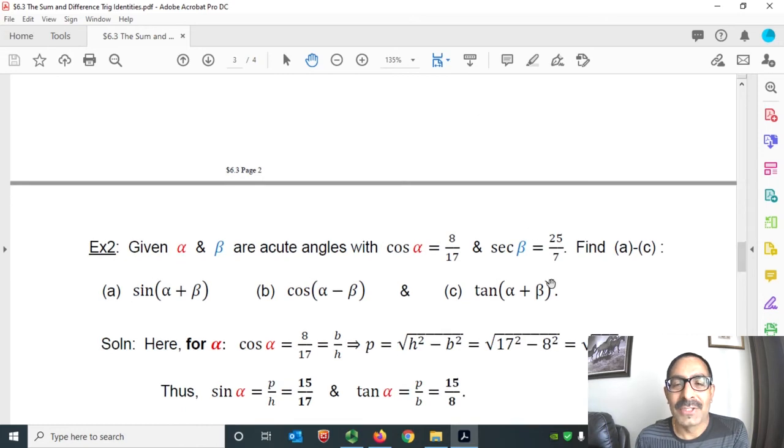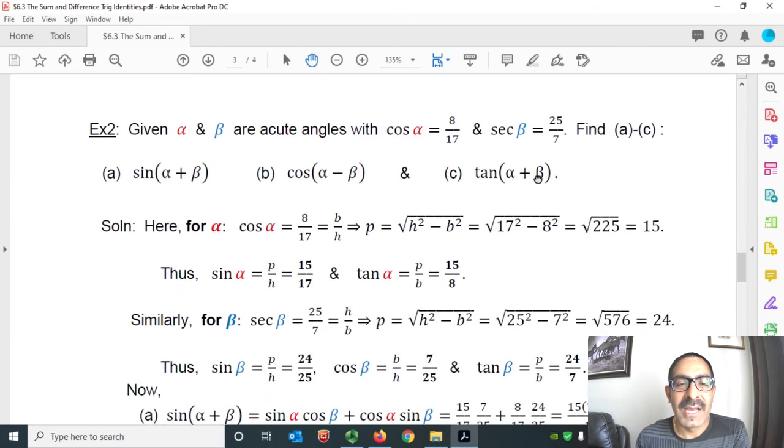Now let's do example 2. Given alpha and beta are acute angles with cosine alpha equals 8 over 17 and secant beta equals 25 over 7. Compute A through C. So part A, compute sine of alpha plus beta. Part B, compute cosine of alpha minus beta. Part C, compute tangent of alpha plus beta. I hope the questions make sense to you all. Now let's begin the solutions.